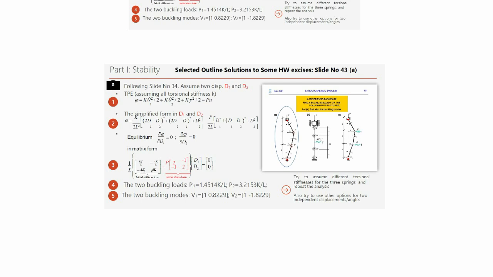Fill the gaps below. The two buckling loads are P1 equals 4.5K/L, P2 equals 7K/L. The two buckling modes are V1 equals (1, 1), V2 equals (1, -1). Try it yourself: follow the example on slide number 40 and add a torsion spring as in case A.